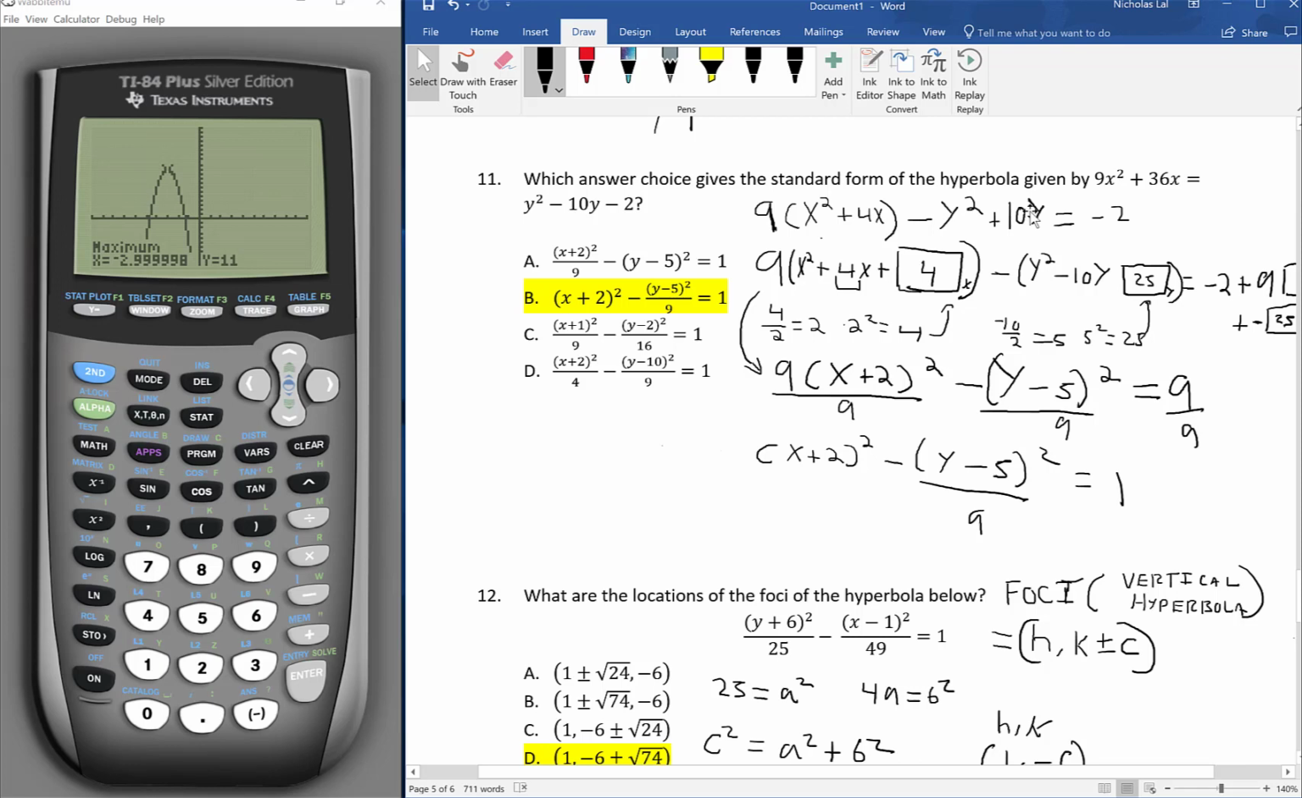And so what we're doing here is we have to group the x's and the y's. We can factor out a 9, so we have 9 times x squared plus 4x, and then we subtract a y squared to get it on the other side of the equation. We add a 10y to get it on the other side, and we say that's equal to -2. Now we need to fully group together the y squared and the -10y, so we factor out a -1.